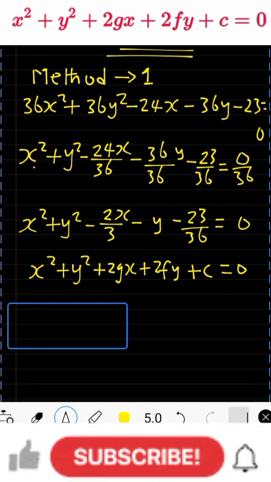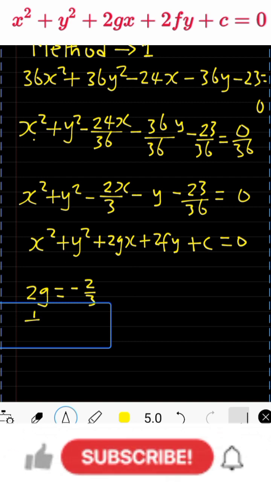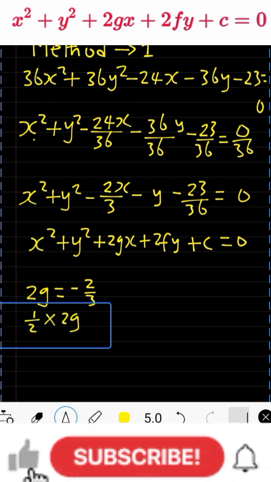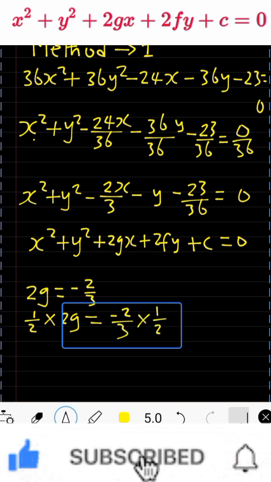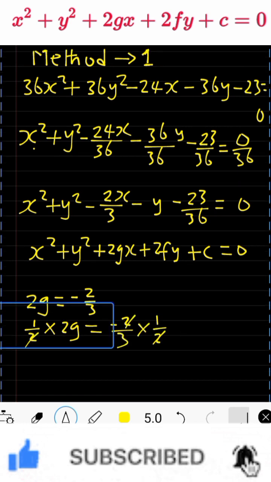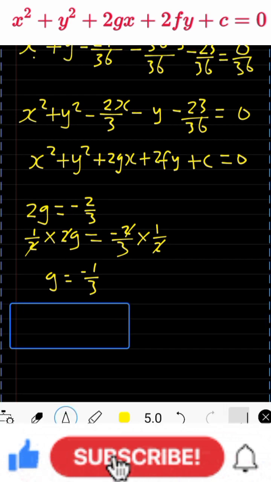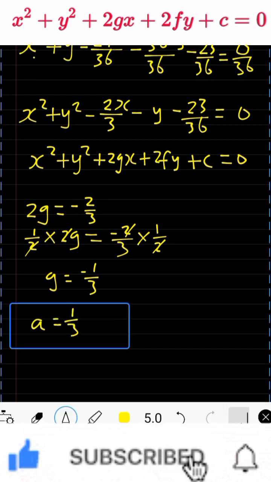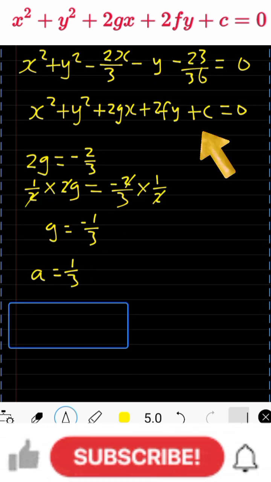The coefficient of x, 2g, is equal to minus 2 over 3. So multiply both sides by 1 over 2 and have 1 over 2 times 2g is equal to minus 2 over 3 times 1 over 2. 2 will cancel 2 here. 2 will also cancel 2. Therefore, I'm left with g is equal to minus 1 over 3. If g is equal to minus 1 over 3, a will be equal to 1 over 3 because a is the negative of g.